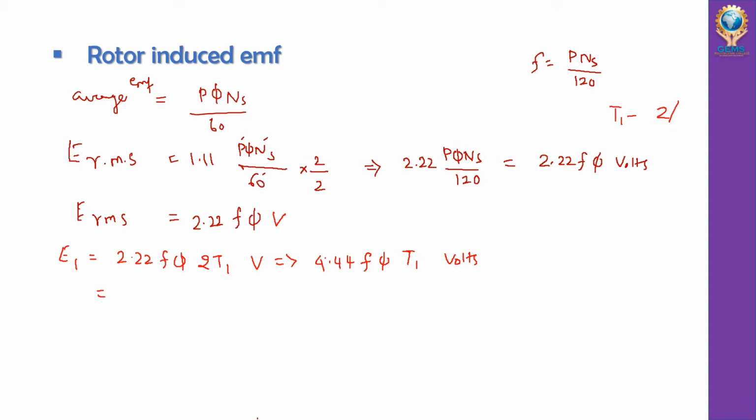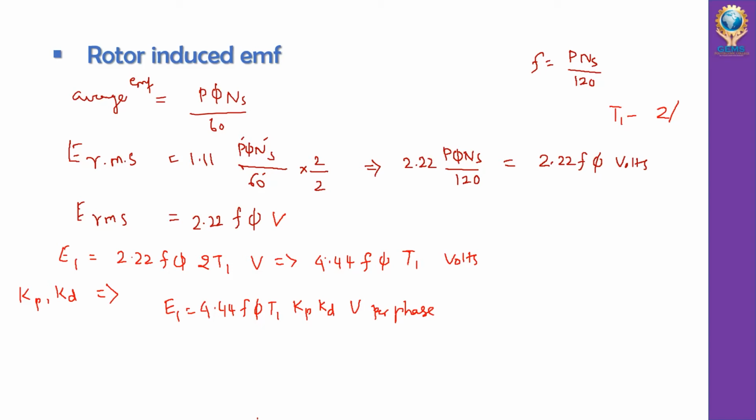If you add the Kp/Kd factors, the pitch factor and distribution factor of the winding, we will get this equation: E1 equal to 4.44 f φ T1 Kp Kd volts. Okay, voltage per phase.